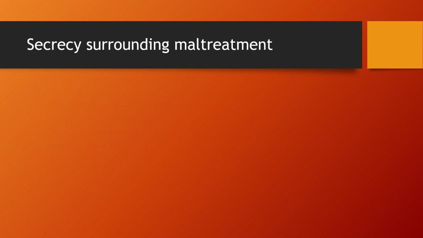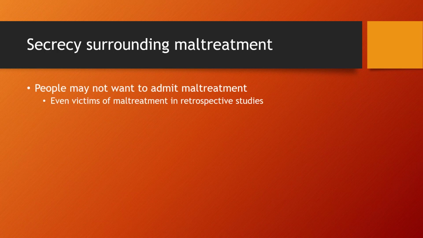Finally, the last issue regarding maltreatment is secrecy. Many people do not want to admit maltreatment. Even victims of maltreatment will often be reticent to report that they were maltreated. So for example, there was this one study that was done with adult women where we had known cases of sexual abuse. So in other words, these were cases of sexual abuse in which it was substantiated, and maybe even the perpetrator was prosecuted. So you have a group of people that you know were sexually abused.